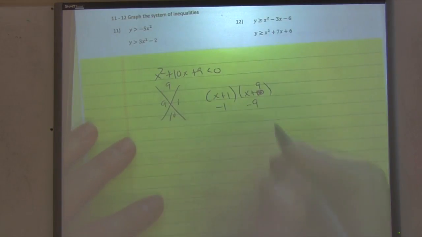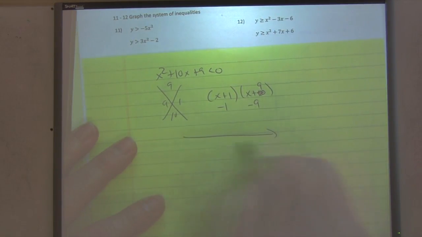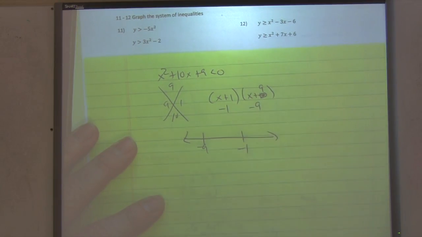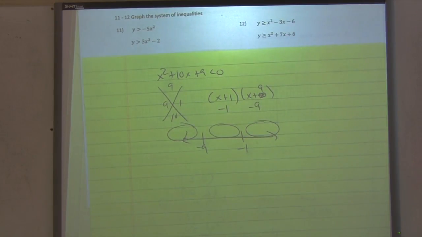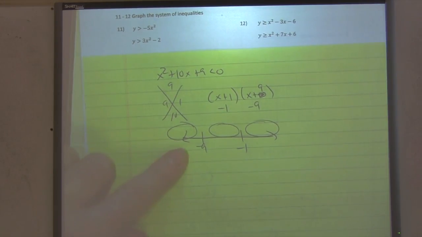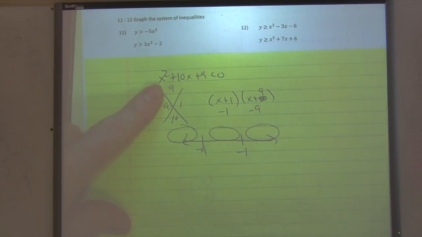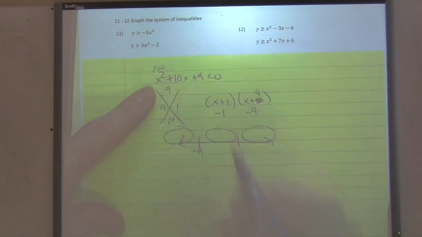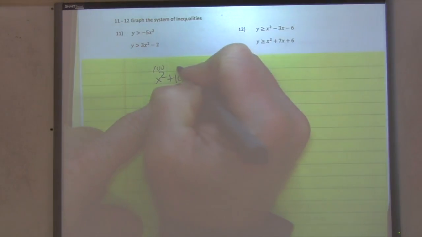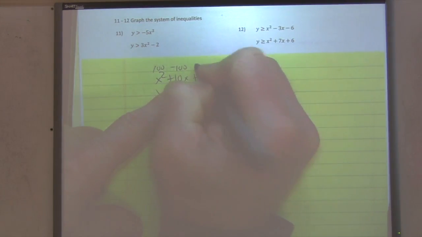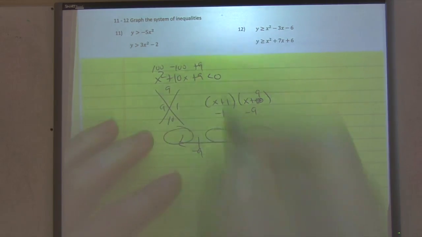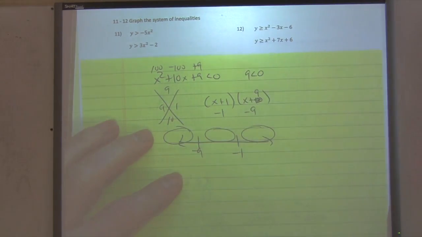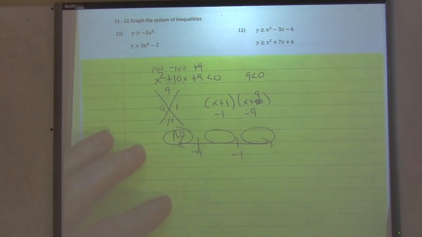So now what I do when I'm doing these algebraically is I do a number line. Again, it doesn't have to be perfect. -9 is to the left of -1. And now I have to test a point inside each one of these and find out if it works. So let's pick -10. So I plug in -10. Well, -10 squared is 100. 10 times -10 is a -100. And 100 minus 100 is 0. And a 0 plus 9 is 9. So I get 9 is less than 0. And that is not true. So I put no.